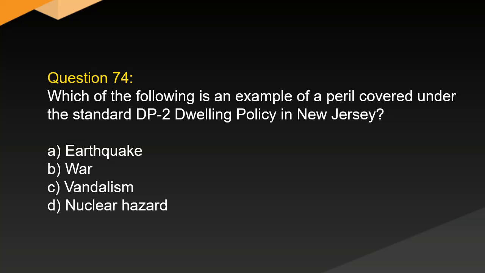Question 74. Which of the following is an example of a peril covered under the standard DP-2 dwelling policy in New Jersey? A. Earthquake. B. War. C. Vandalism. D. Nuclear hazard.